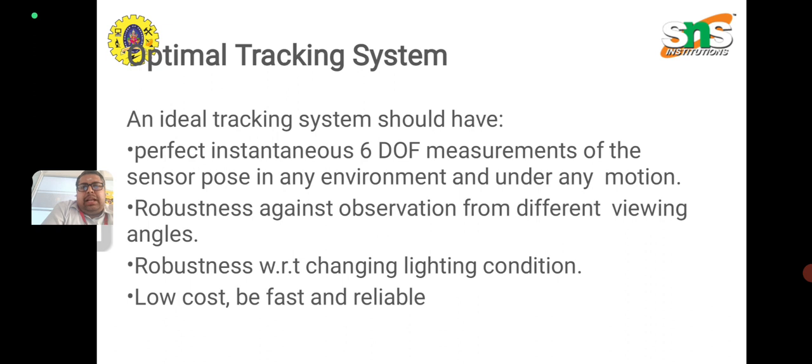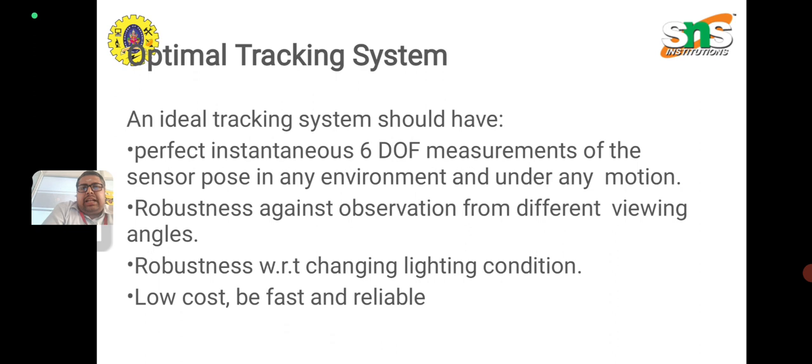Next, we have the optimal tracking system. An ideal tracking system should have a perfect, instantaneous 6 DOF measurement of the sensor pose in any environment under motion. Moreover, it has robustness against observation from different viewing angles, and robustness against changes of light conditions.